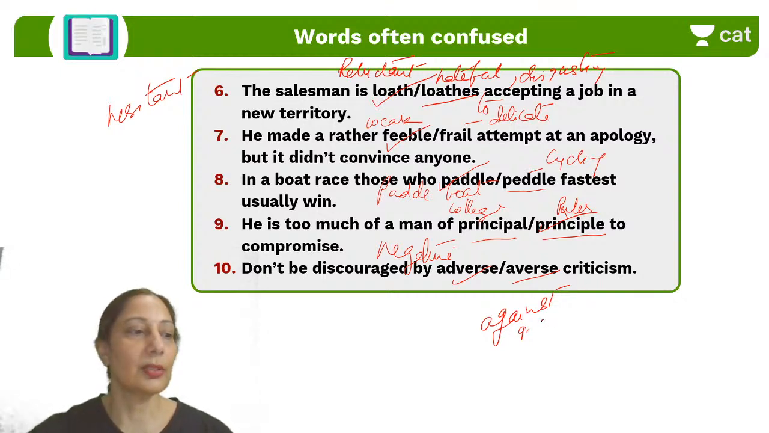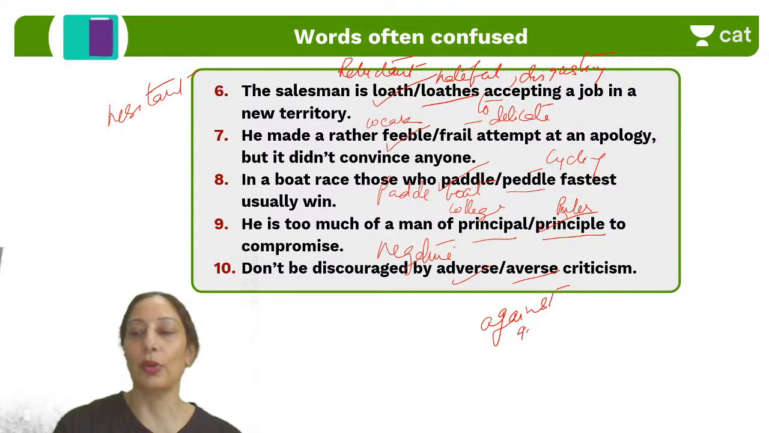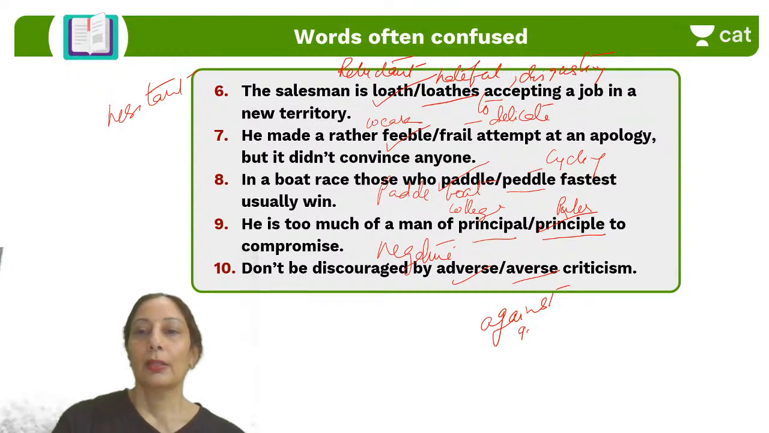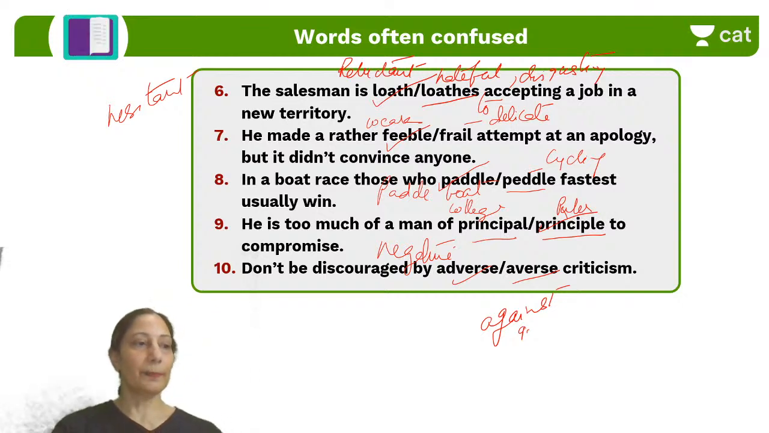Averse meaning against. So averse is used for being against a particular idea, guys. Okay? Yes. Averse meaning reluctant. Correct, Dia. Yes. Adverse is a strong dislike.